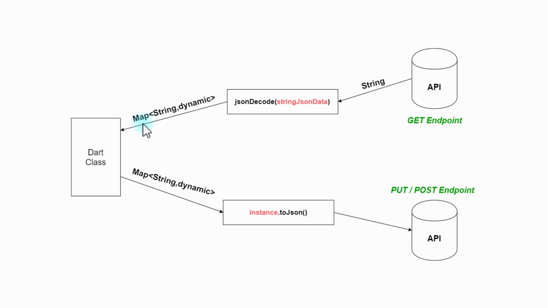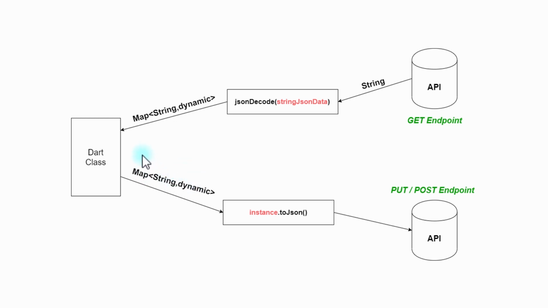and then this JSON decode function gives us a map of string dynamic. Now what we have to do is convert this map of string dynamic into a Dart class so that we can easily use the properties and pass them to the list view or some other widget that we want to display on the screen. The problem that I'm going to address in this video comes at this part right here, where we have to convert this map of string dynamic to a Dart class. And then if we have to create a post or put request, then we have to convert this Dart class back to an object of map of string and dynamic.